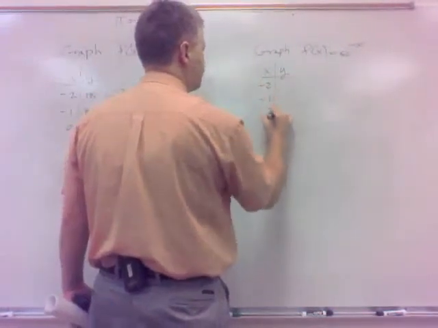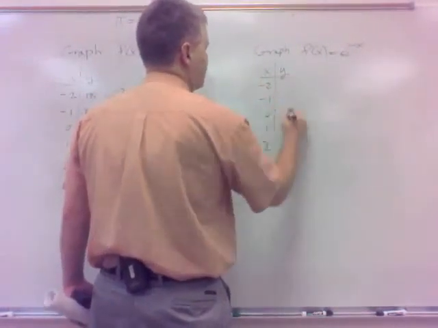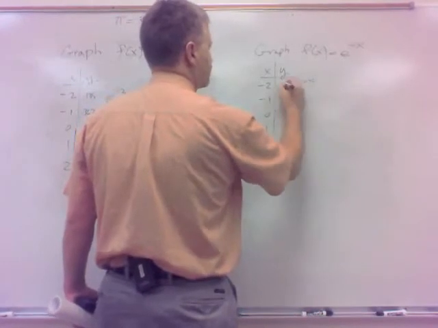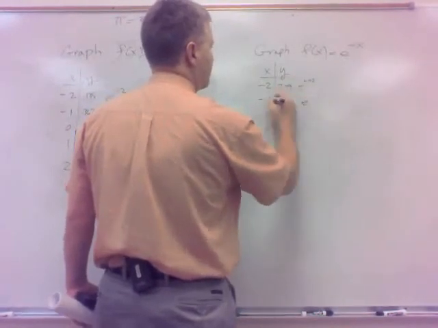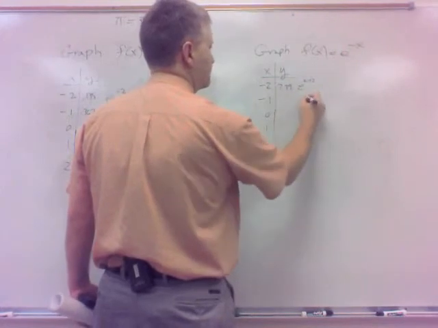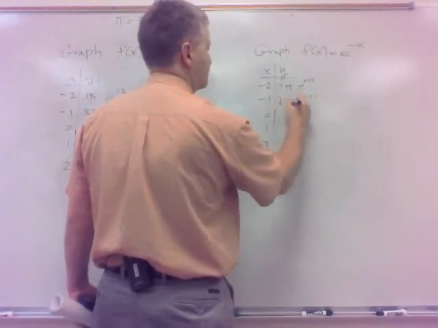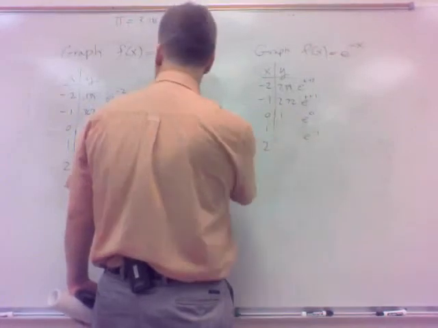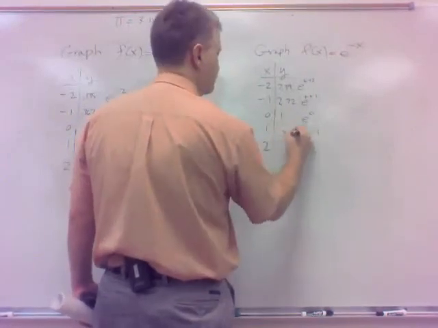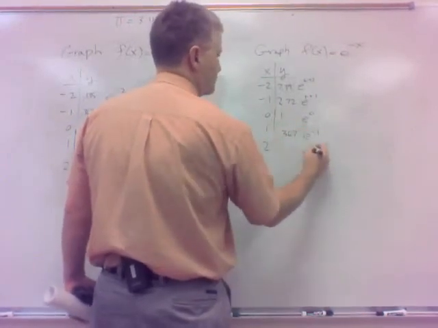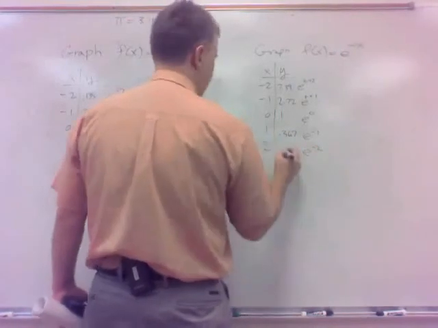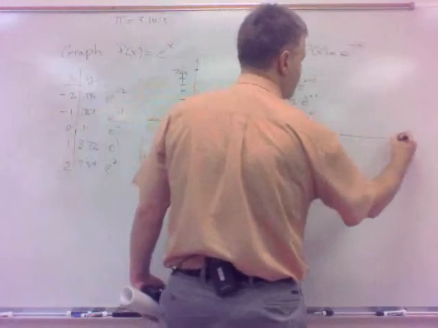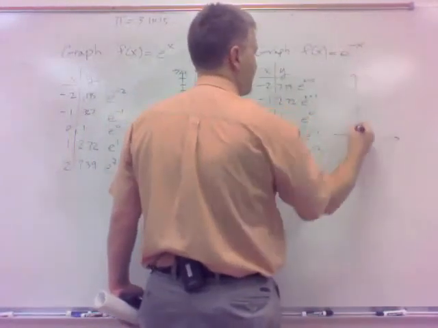x from -2 to +2. When x is -2, we have e to the +2, so that's our 7.39. When x is -1, we have e to the +1, that's 2.72. E to the 0, so that's 1. When x is 1, e to the -1, so that's 0.367. At x is 2, we'll have e to the -2, which is 0.135. Yeah, everything's just flip-flopped around, hasn't it?